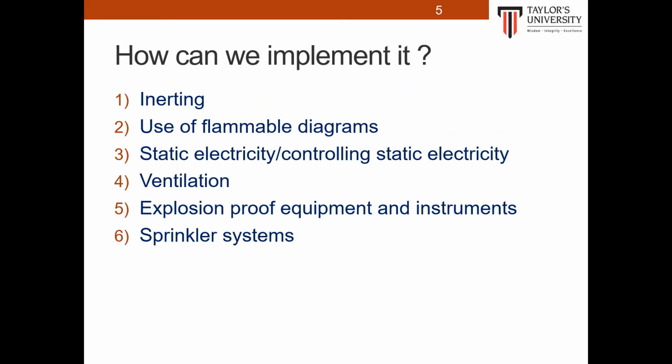The strategies to prevent fire and explosion are presented in this chapter, and the topics on how we can implement them include inerting, the use of flammable diagrams, static electricity, controlling static electricity, ventilation, explosion-proof equipment and instruments, sprinkler systems, and also miscellaneous design features for preventing fire and explosion.